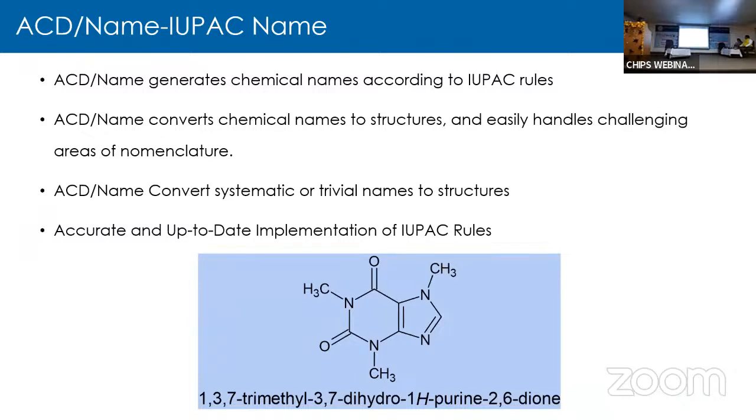Now, once you draw the structure, you want to know the IUPAC name for the compound. You can calculate that name according to the IUPAC rule, and it converts to the name easily, even for very challenging complex structures in the area of nomenclature. According to the nomenclature, it predicts the type of name, and even converts the trivial name to the IUPAC name. It is accurate and right, an up-to-date implementation of IUPAC rules as per the IUPAC committee.